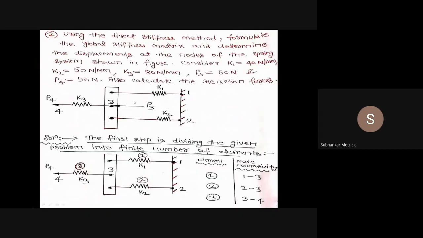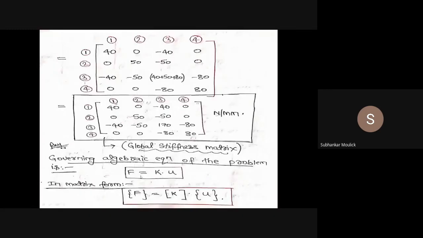We know that the governing algebraic equation for the problem is F is equal to K into displacement, that is restoring force. We are not taking the minus sign, so F is equal to K into U. If I write this equation in matrix form, I can write it as nodal force vector F is equal to global stiffness matrix K into nodal displacement vector U. This is the governing algebraic equation of the entire problem.